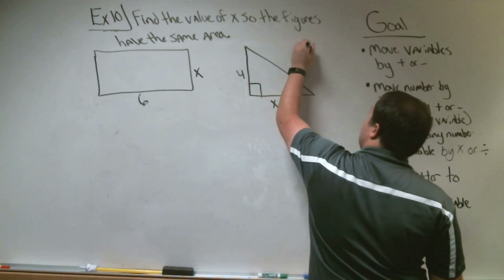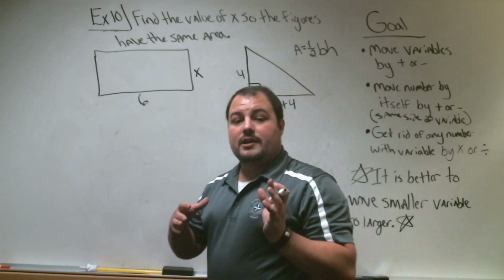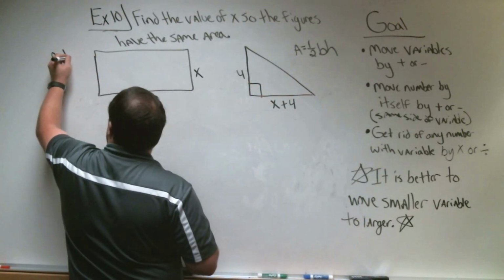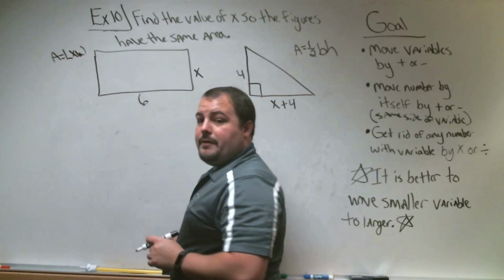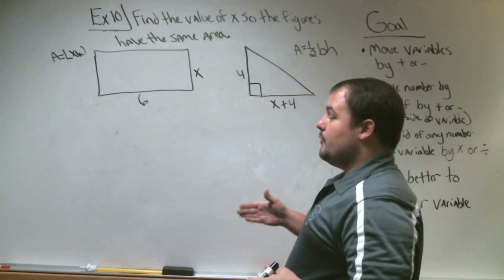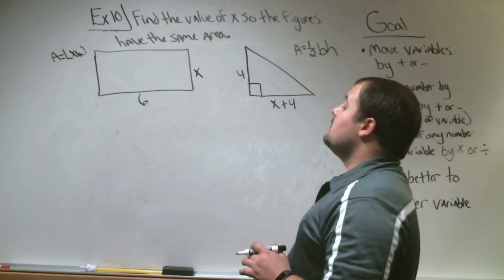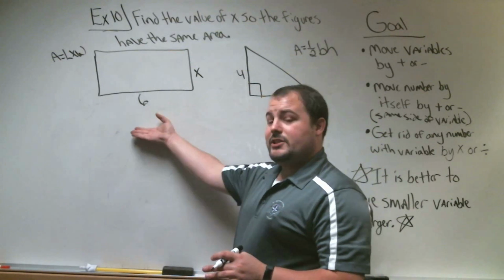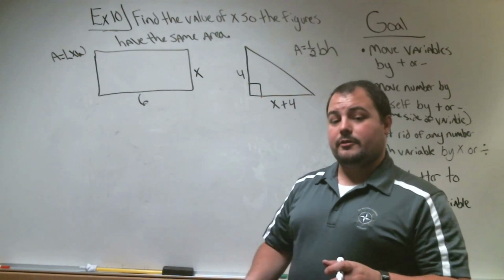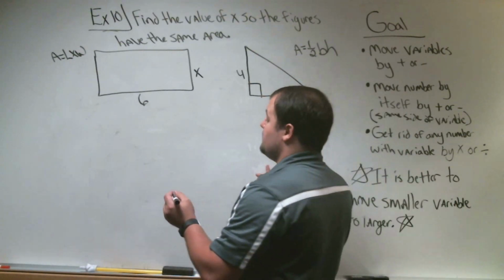The triangle's area is equal to 1/2 base times height, where a rectangle's area is equal to its length times its width. So we know the area of a rectangle, length times width, and we know the area of a triangle, base times height, but it's half of it. So what we're going to do is set this shape equal to that shape, and then we're going to solve them based on their formulas to see what x is.